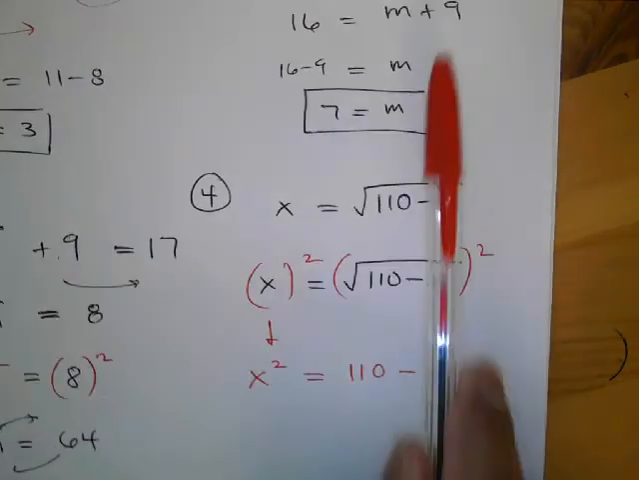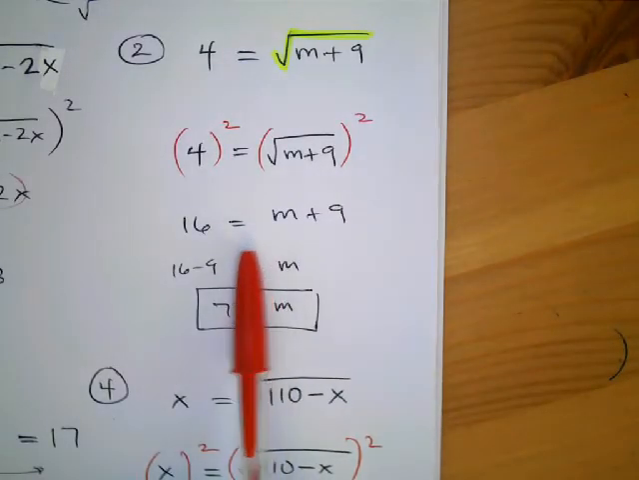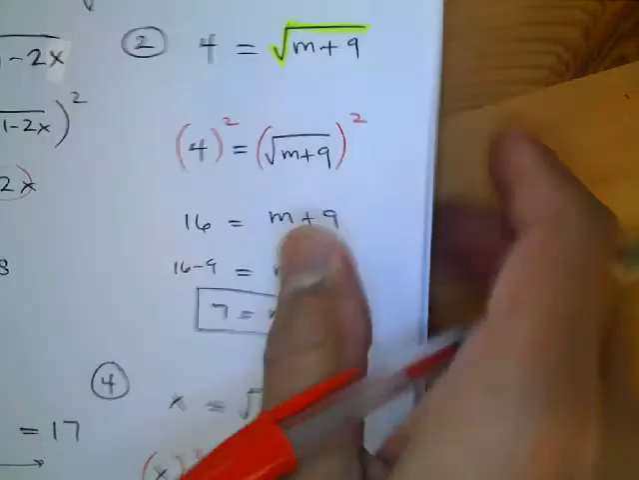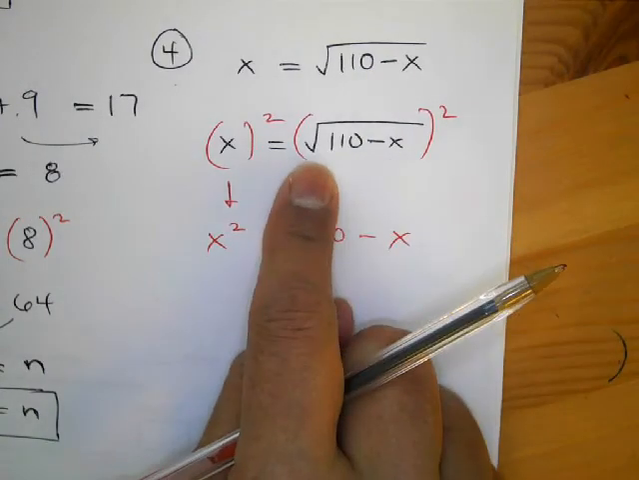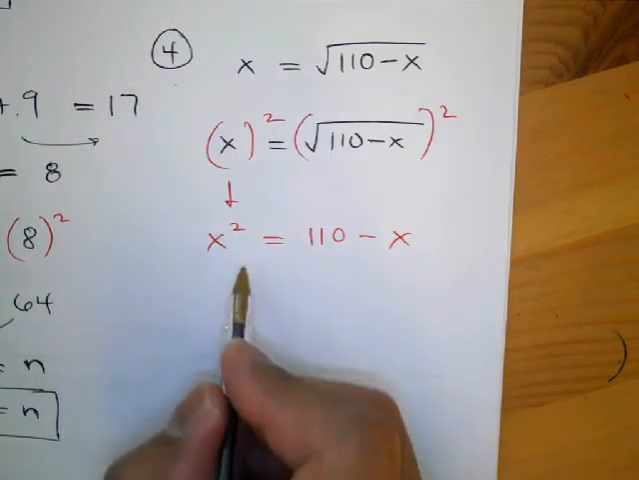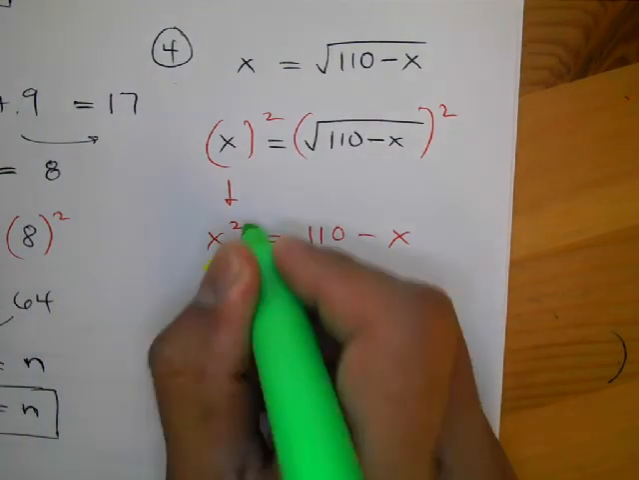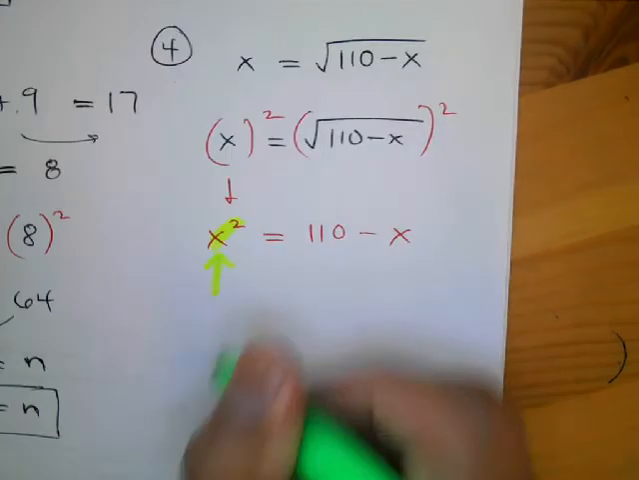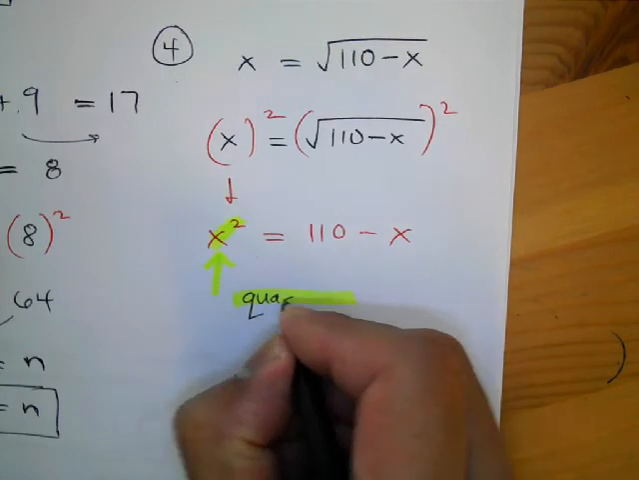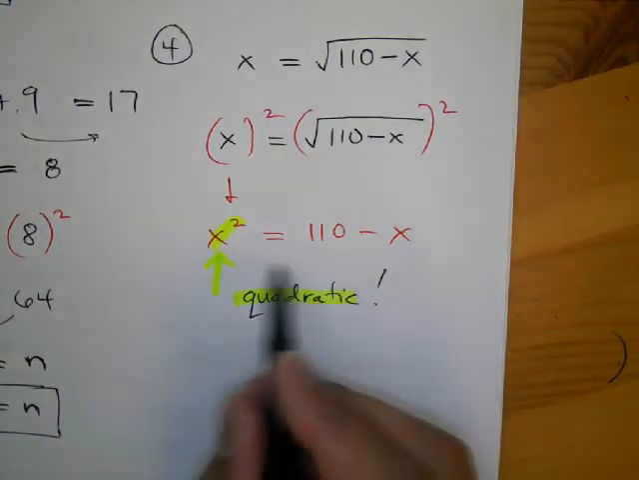110 minus x. See, back over here, when you did this, it was just like a simple algebra 1 equation you had to finish. Now what you're going to see is when you clear the radical, when you square both sides, now it's quadratic. It's quadratic because of the x squared. Quadratic. Anybody remember how to solve quadratics?